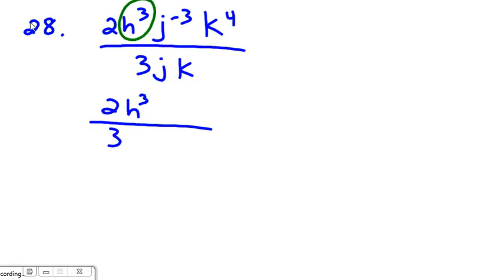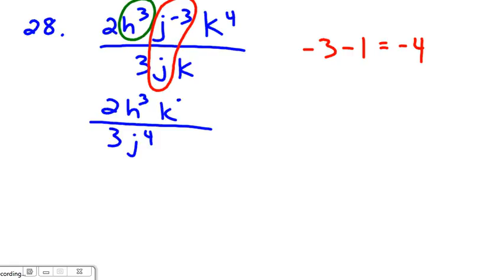Next, I have the j's. So I'm going to apply the quotient property there. J to the negative third divided by j to the first. I subtract the exponents, right? So negative 3 minus 1 is negative 4. So I would have j to the negative 4. But that's a negative exponent, so I'm going to flip it down to the bottom. So j to the positive 4 on the bottom. And then I deal with the k's. K to the fourth divided by k to the first. Well, 4 minus 1 is 3, so I have k to the third up top.